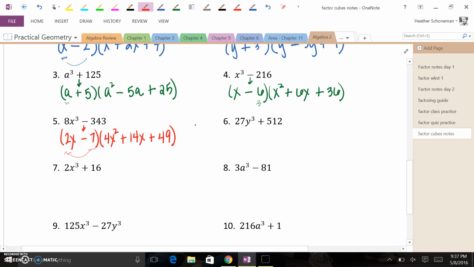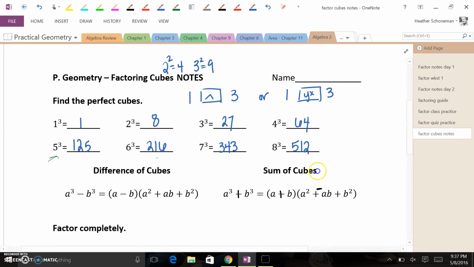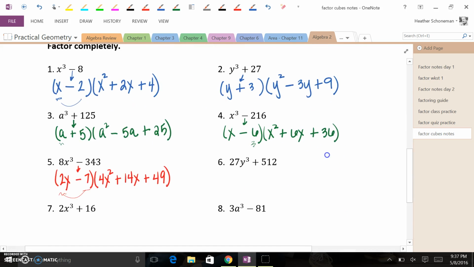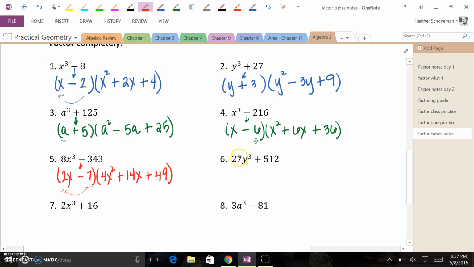Okay, try it again. The cube root of 27y cubed. Well, let's look. 27 is right there with the 3. 512 is right there with the 8. Both on our list. Perfect. The cube root of 27y cubed is 3y. First sign is always a plus. The cube root of 512 was 8.